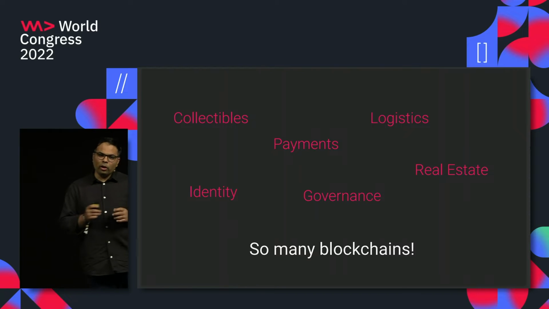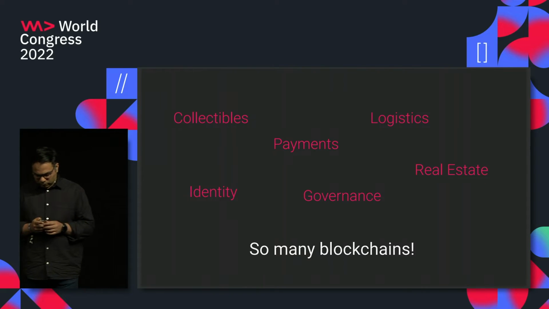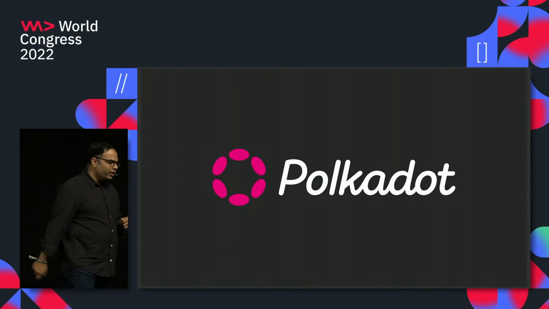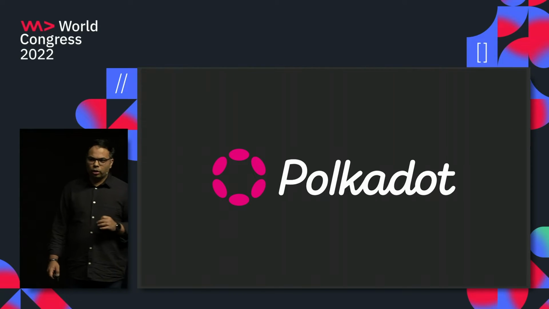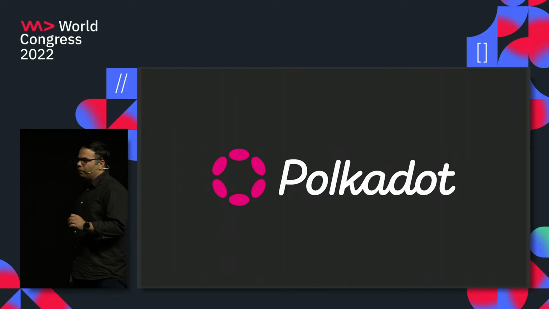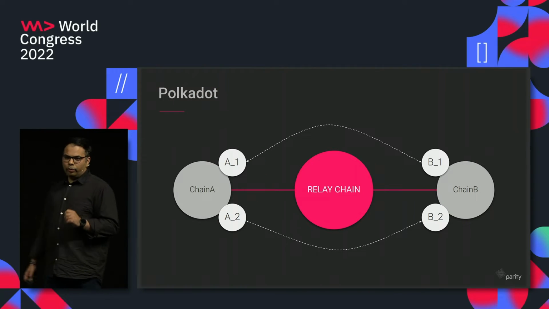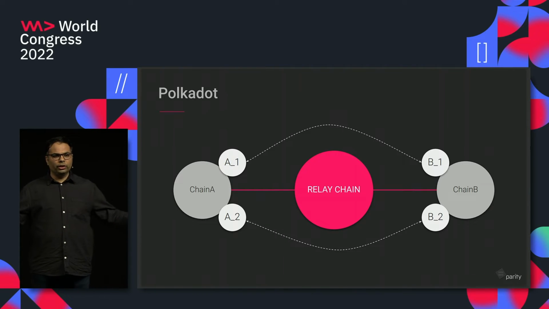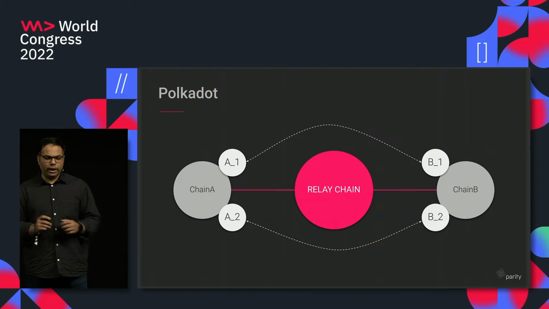But there are so many blockchains. Another problem: how do we connect them all? When we say the future is multi-chain and there are so many blockchains, we need to make sure that they are all connected so they are not sitting in silos. And that is what the Polkadot network allows you to do. Polkadot is basically a network of connected blockchains. It allows you to connect all of these different kinds of blockchains for interoperability, shared security, and many other features.